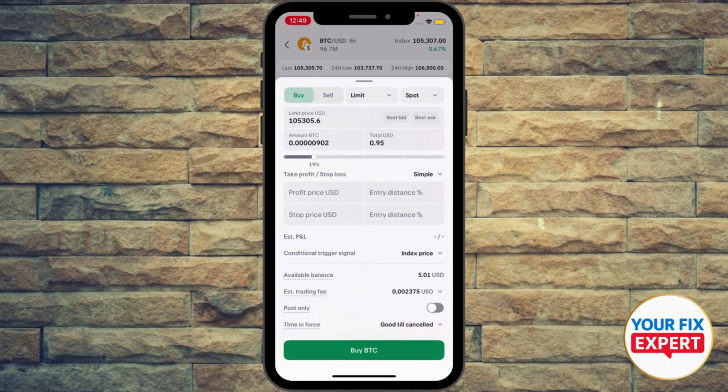And then what you're gonna do, just go and start buying the Bitcoin and leverage the 5x with the trading pair, right?